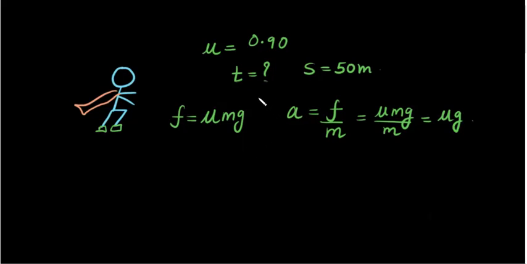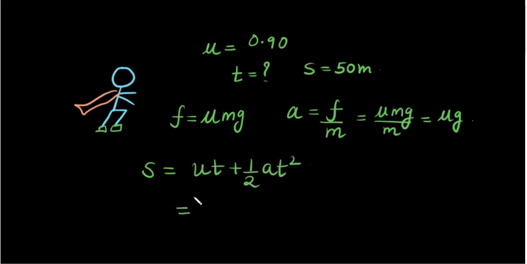Now we have to find out the minimum time. When will the time be minimum? When the acceleration is maximum. So when Superman runs with the maximum acceleration, the time will be minimum. So let's find out that time. The displacement is 50 meters, so I will use this formula: s is equal to ut plus half at square.